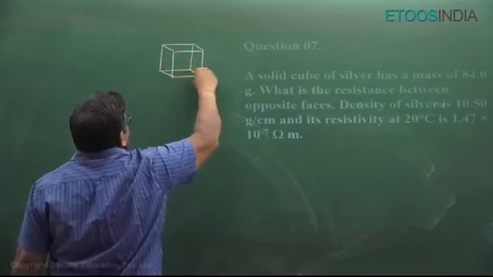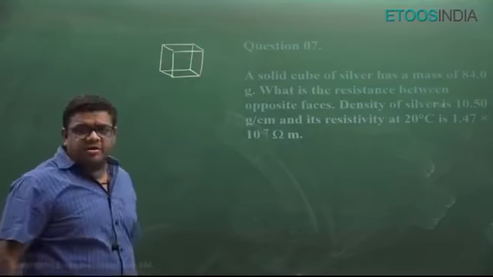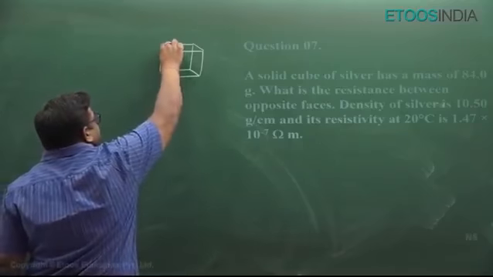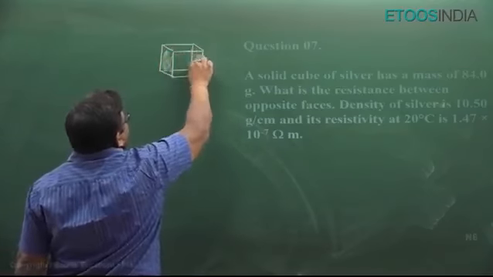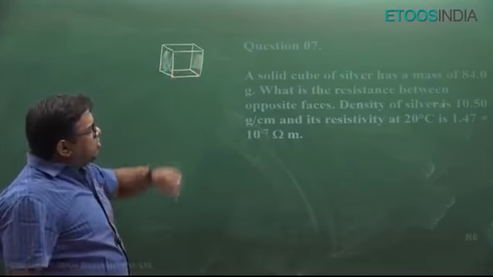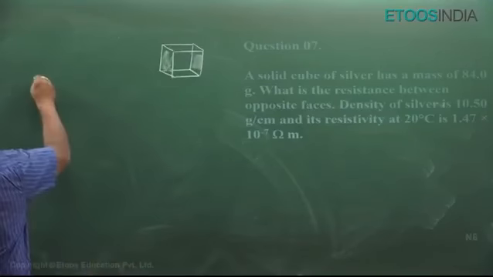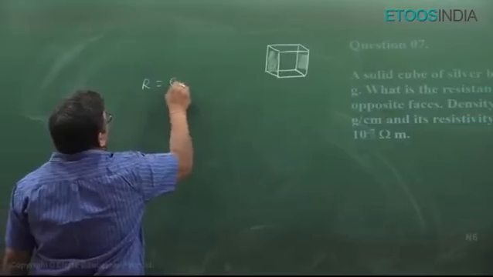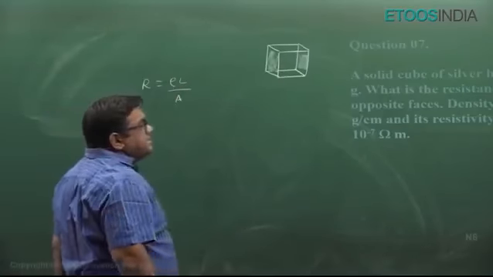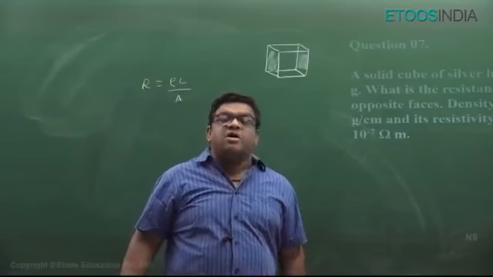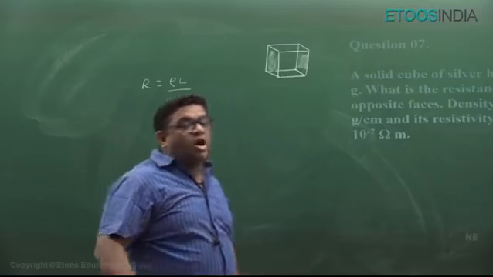Got it? So what it's asking is in this surface and in this surface. So let's see how to start with the question. First of all, we know that the formula is R is equal to rho L by A. Since they have not given the side of the cube, we need to find the side of the cube first. And how will we find it?